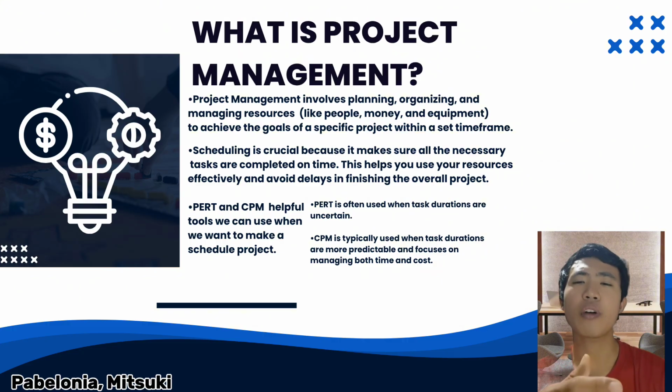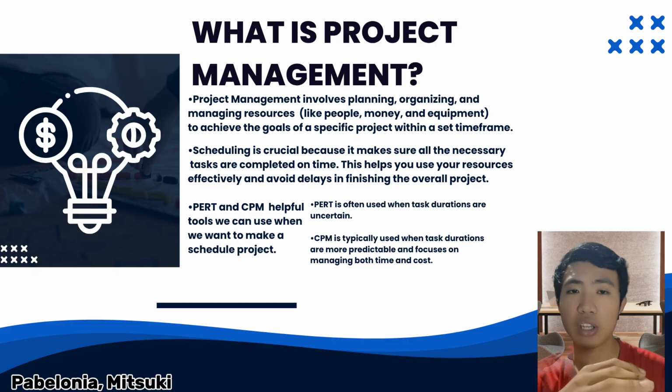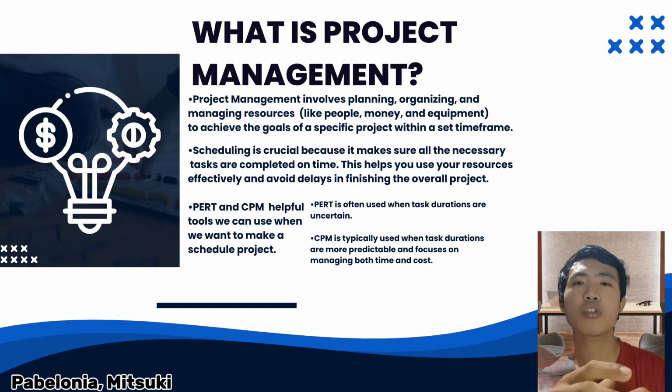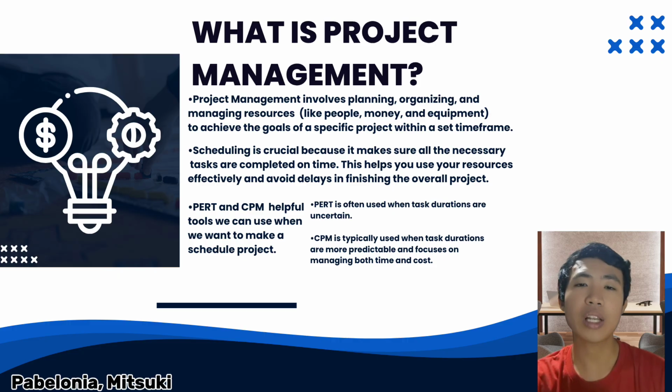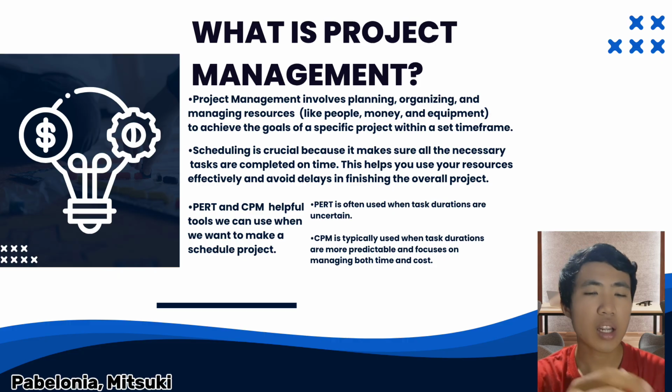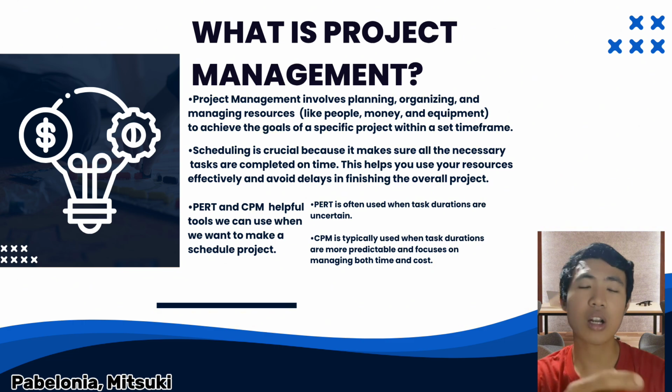It actually helps you find the most important steps that, if delayed, will delay the whole project. And this CPM also often looks at how to balance time and cost, or in other words, CPM often considers the cost of speeding up or slowing down certain tasks. So in short, PERT is often used when task durations are uncertain, while CPM is typically used when task durations are more predictable and focuses on managing both time and cost.